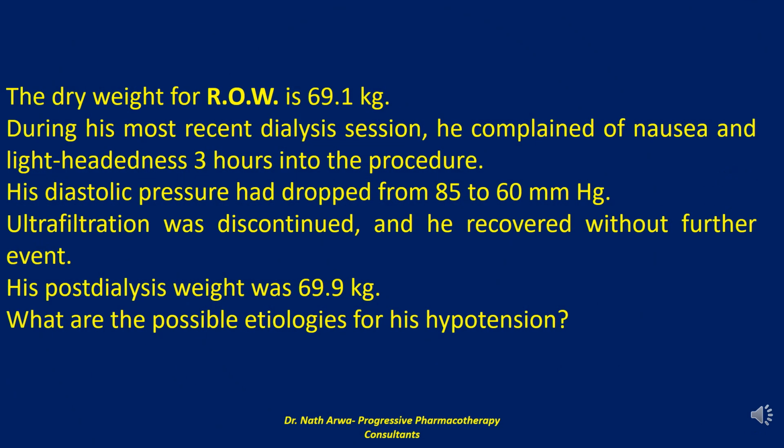The next question reads: the dry weight for ROW is 69.1 kg. During his most recent dialysis session, he complained of nausea and lightheadedness 3 hours into the procedure. His diastolic pressure had dropped from 85 to 60 mm of mercury. Ultrafiltration was discontinued, and he recovered without further event. His post-dialysis weight was 69.9 kg. So my question to you is, what are the possible etiologies for his hypotension?